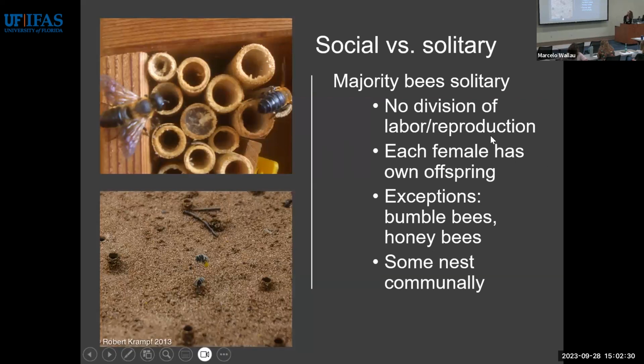And so what this means is there's no division of labor or reproduction. I describe it as each female is a single mom. She has her own nest. She's provisioning her offspring. And all those offspring, those female offspring, will grow up and have their own babies. This is important to note because these solitary bees and wasps tend to be non-aggressive. They can sting, but they tend to be very non-aggressive. They don't have large colonies to protect. And it's often those social ones that make people afraid of all of these insects, even though most of them are very unaggressive.